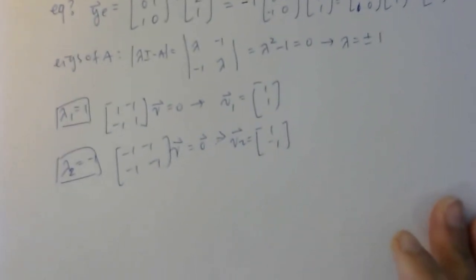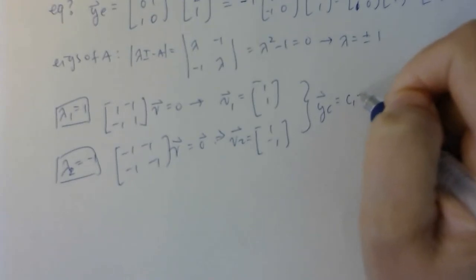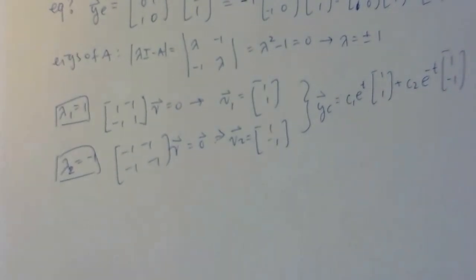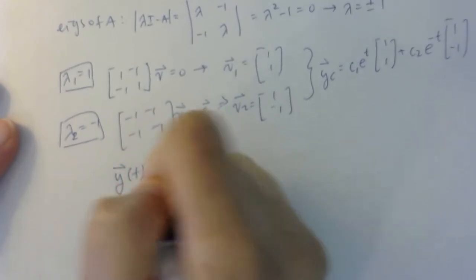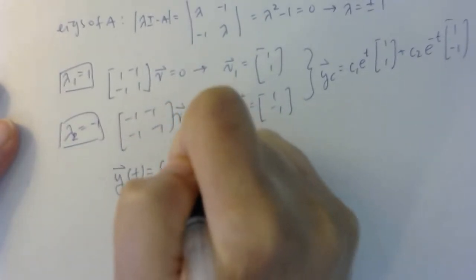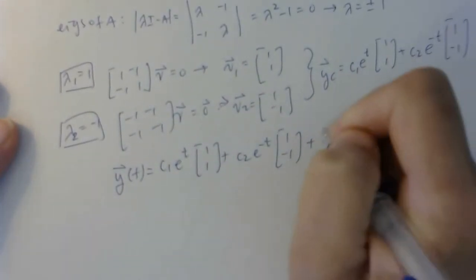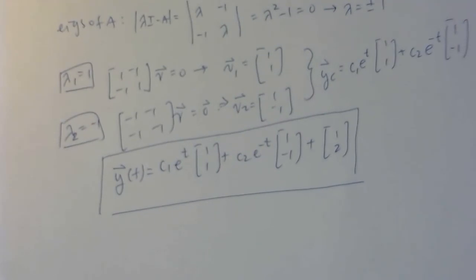Great. So the homogeneous solution YC is going to be C1 e to the t times 1, 1 plus C2 e to the minus t times 1, minus 1. Let me make sure you can see that. That looks good. And so now, since I've added on a constant vector, I know what my solution in general should be. It should be this characteristic solution I just found plus the equilibrium. Great.